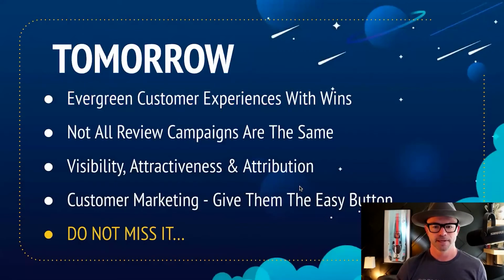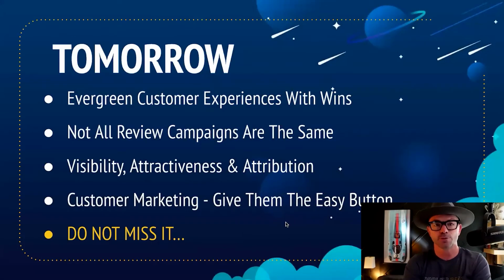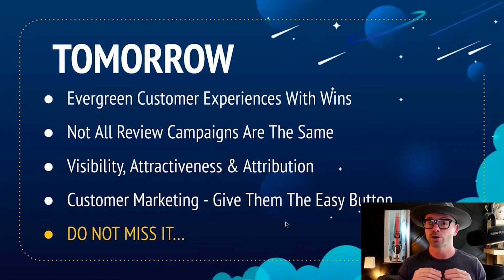And then tomorrow, here's what we're going to cover. Evergreen customer experiences that deliver wins over and over. Not all review campaigns are the same. I'm going to show you at least two, but possibly three different types of review campaigns, and knowing which ones to use for which type of customer and which scenario. We're going to talk about visibility and attractiveness and attribution, which frankly is what everybody needs regardless of the niche. And then customer marketing. You want to give them the easy button, some things that they didn't expect. And we're going to talk about that as well. So don't miss it.